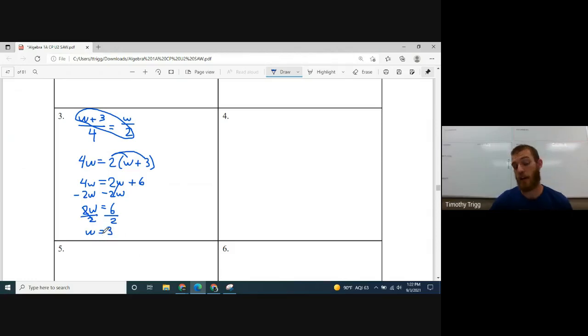Now, whenever you get an answer for a variable, you can always plug it back in, and it should give you an equal fraction here. So if you replace both the w's here with 3, it should make an equal statement.